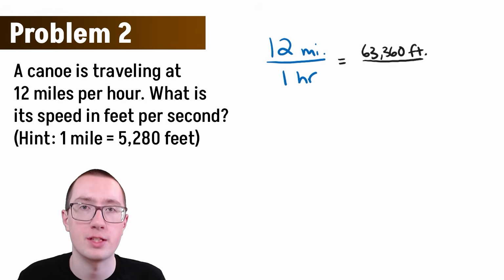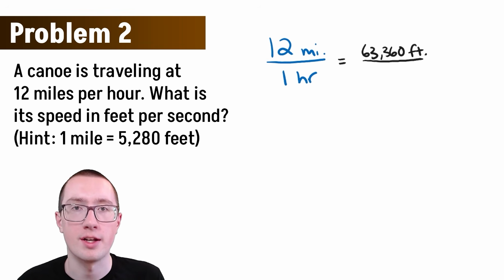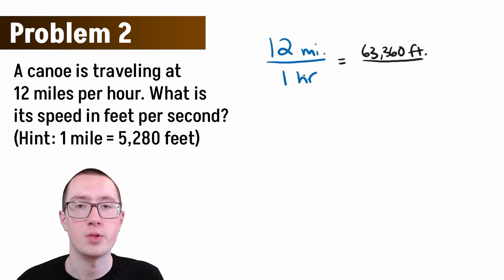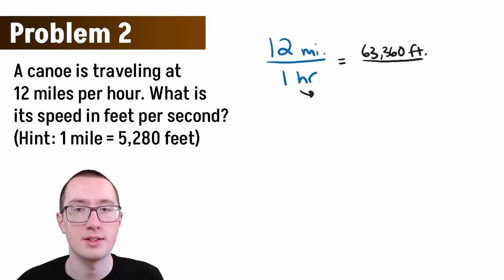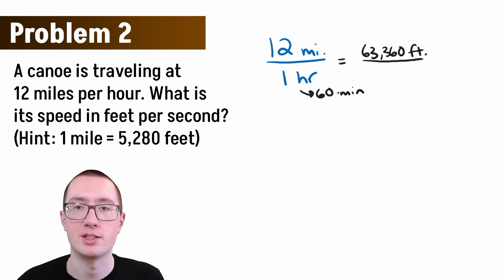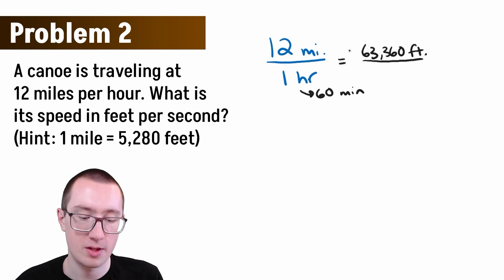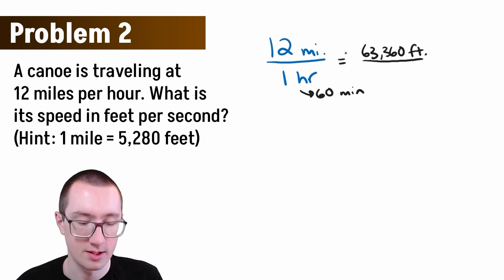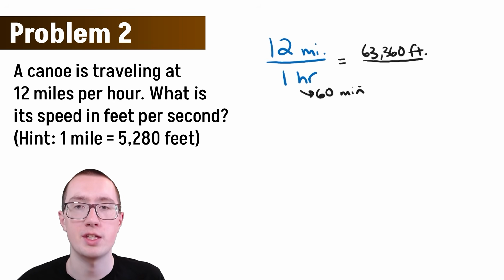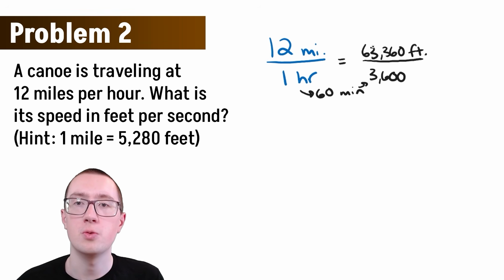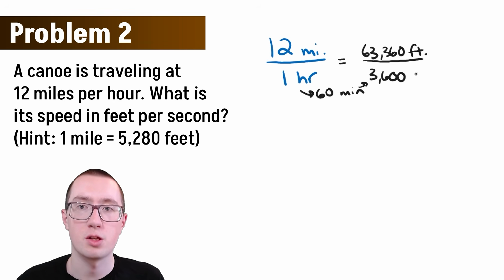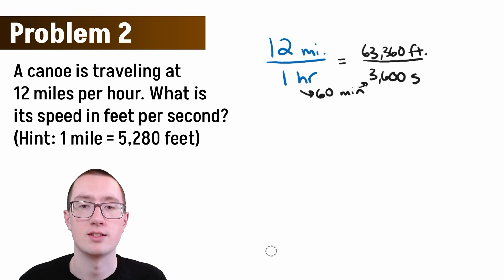So how many seconds are in an hour? Well, you might not know that off the top of your head, but we know that there are 60 minutes in an hour. So we can turn 1 hour into 60 minutes, and then every minute has 60 seconds. So we can multiply 60 times 60. And that's going to give us 3,600. So the canoe is traveling 63,360 feet in 3,600 seconds.